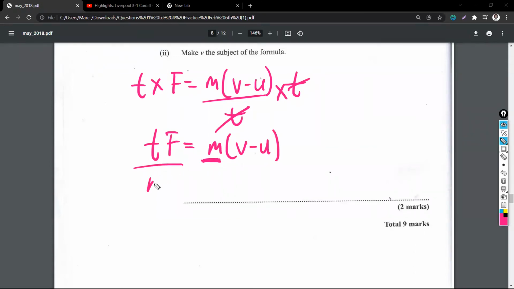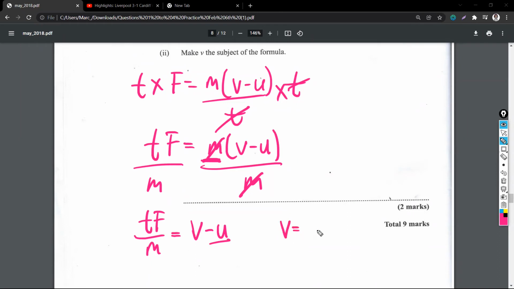Now we need to get rid of the M, so we need to divide both sides by M. This M will cancel that, and we're going to end up with TF over M is equal to V minus U. So we're good now, guys. All we need to do now is put the minus U over to the left side, and you're going to get V is equal to TF over M plus U, and that's the answer. Make sense, guys?